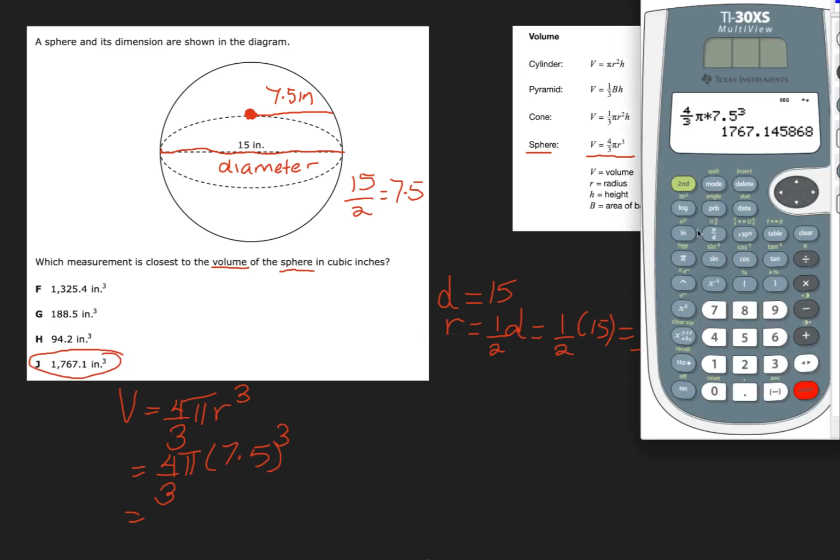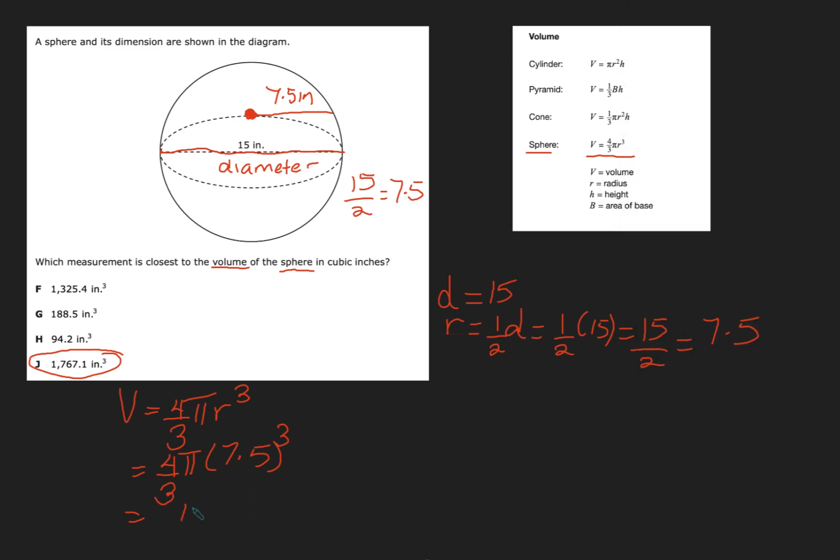So let me just get that number. So that is 1767.14. And remember, this 4 is going to let that 1 remain 1. So 1767.1 cubic inches is our answer.